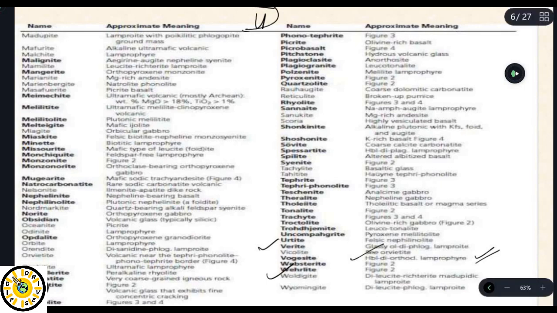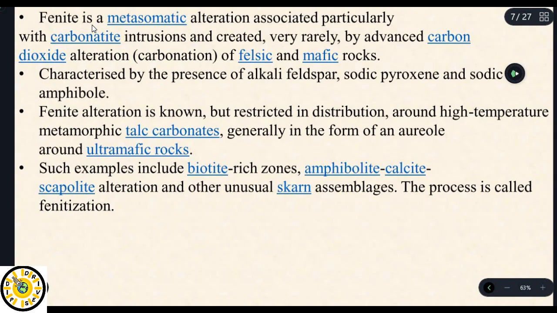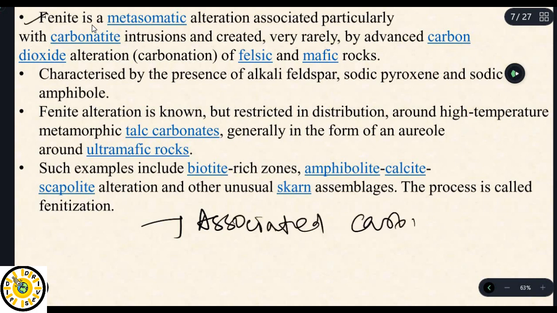Okay, ये देखो rauhaugite. So coarse dolomitic carbonatite, it is also carbonatite, but this is dolomitic in composition, है ना. यहाँ पे दिया हुआ है rauhaugite. So this part is really important. Okay, mangerite is important. Please go through this, right? So fenite is the metasomatic alteration associated particularly with carbonatite, ठीक है, and it is formed due to the alteration in the country rock.